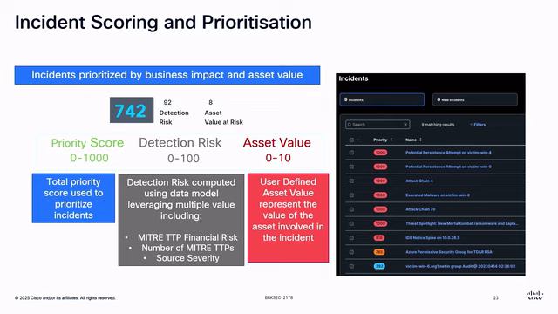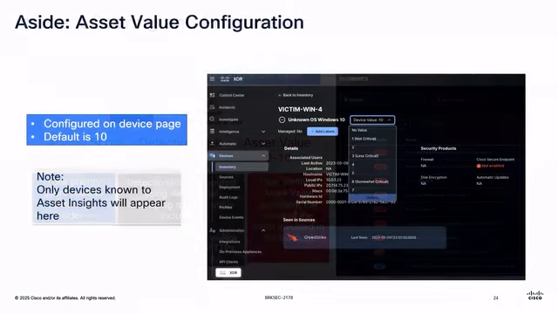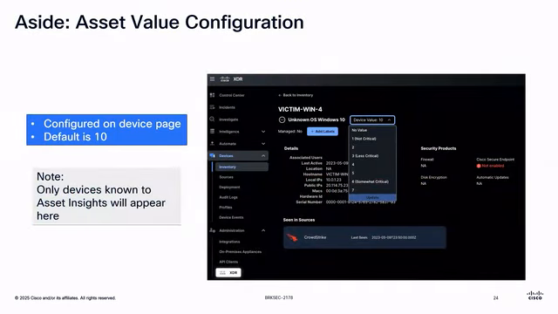The thing that the user has control over is this one. So basically there's a detection risk score somewhere between 1 and 100 and an asset value score. The asset value is the thing that you can configure. By default, it is still set at 10. You can configure it in the Asset Insights page. We are looking at changing the default.